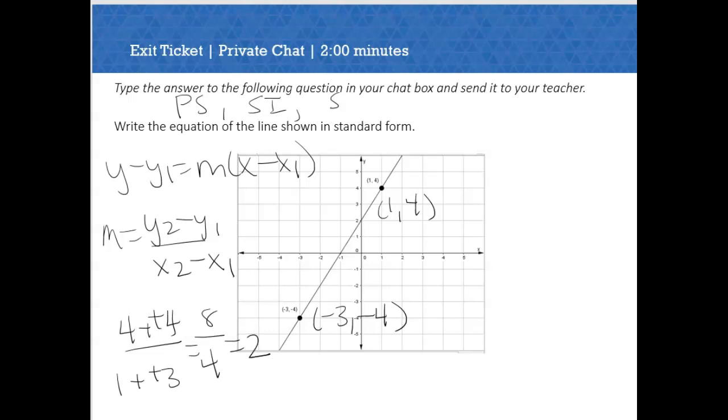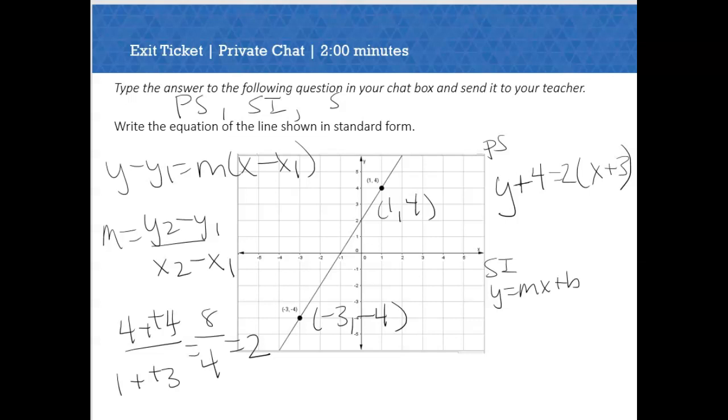So point slope, let's use this one down here. Y minus negative 4 is y plus 4 equals 2 times x minus negative 3, so x plus 3. So this is point slope. Now let's just get it as slope intercept. Remember, slope intercept is y equals mx plus b. So let's just say we couldn't read this. We can rearrange this one. So same thing as before.